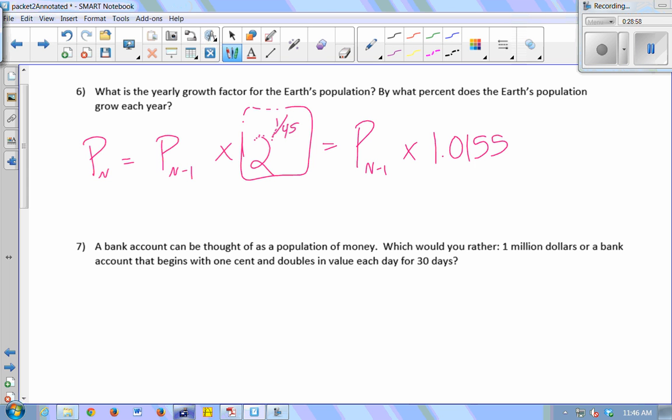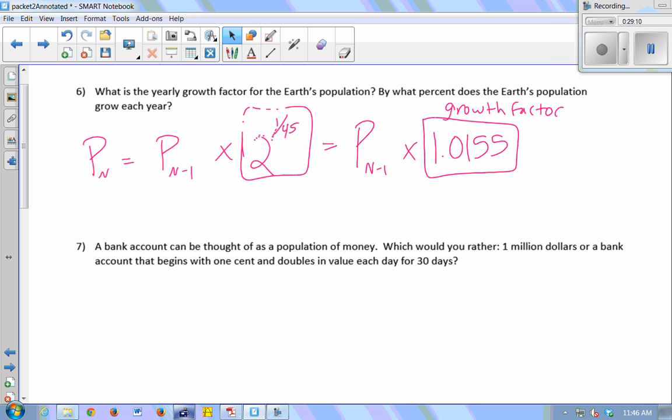All right, so multiplying by 1.0155, this is my growth factor. We call this a growth factor. But in real life, we don't often talk about growth factors. We talk about percent increase. So what does that growth factor represent in terms of a percent growth?